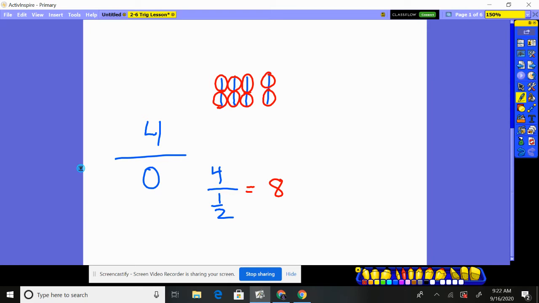4 divided by 0, you can't do it. It makes no sense to put things in groups of nothing. Really, this would be what? It would sort of be Mr. Infinity, would be the idea of what it approaches. But that's for much later on in your math life.